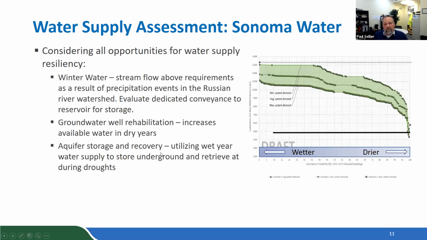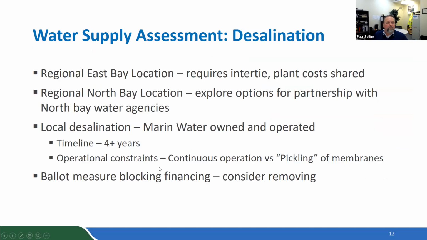And then with respect to Sonoma, the three options we have are winter water, which I think the board's familiar with now, and of course, groundwater well rehabilitation that Sonoma is actually working on at the moment, and then aquifer storage and recovery. So we'll be looking at those with respect to Sonoma. And these are just some of the items. I think the consultant will probably have a slightly longer list.